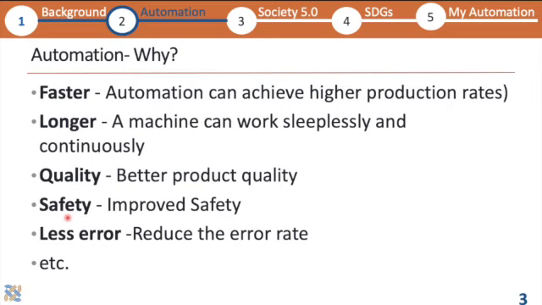or for work in the jungle or underwater, like this. And also automation has fewer errors. Human beings continue working with more errors.